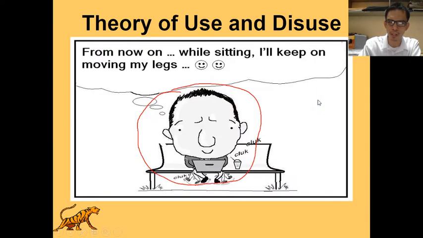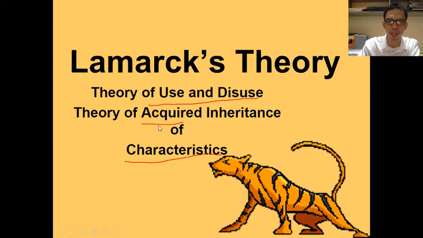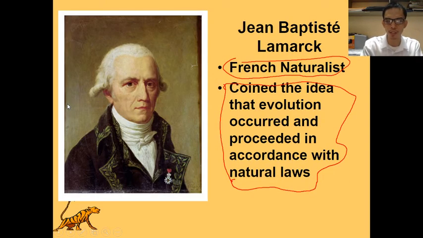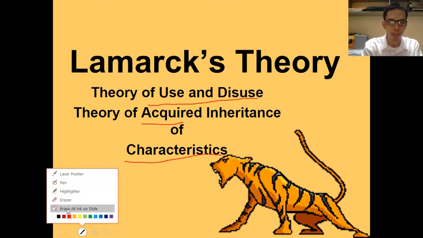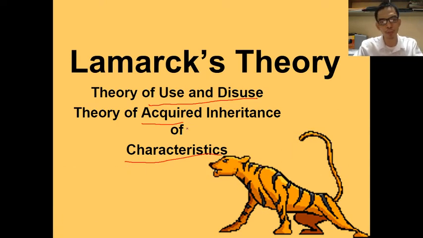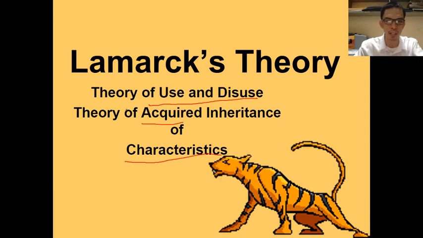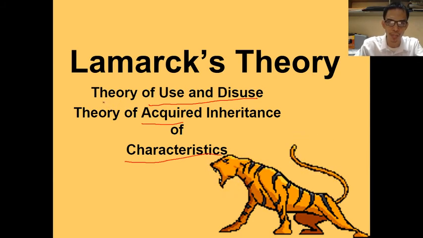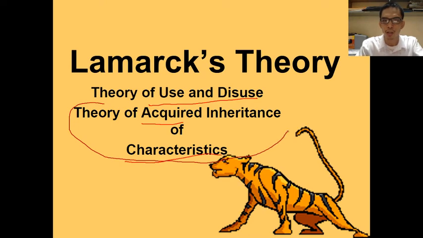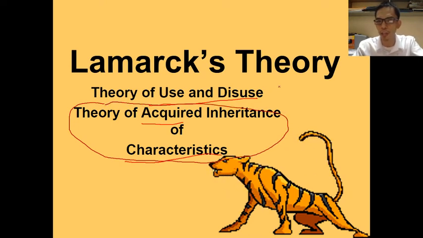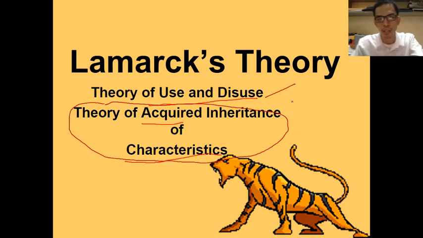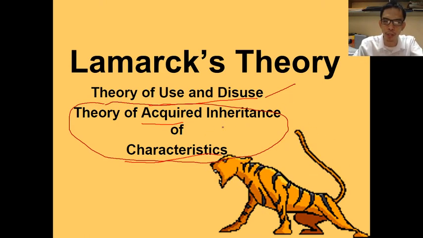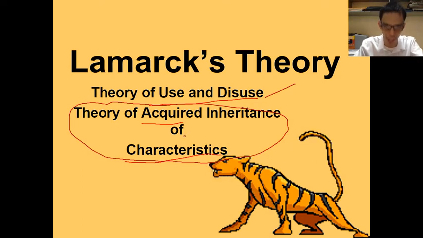All right, so let's go back again. So what do we have right here? So the theory of acquired inheritance of characteristics is simply explained as, I didn't put a slide regarding it because it is very easy to explain. So if your giraffe already has a long neck, the thing there is their offspring will automatically have long necks.